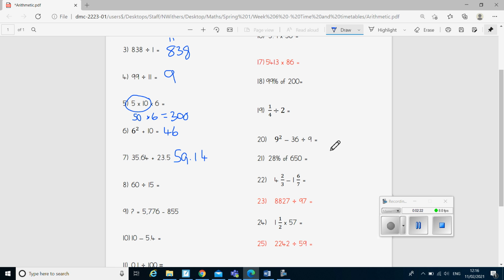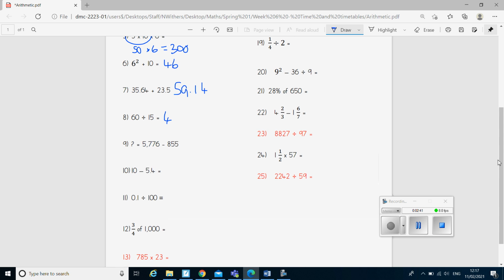Question 8, 60 divided by 15. We could have done a little bus stop, but basically we've got to count up in 15s and work out how many 15s go into 60. So counting in 15s, I've got 15, 30, 45, 60. So that is 4 lots of 15.